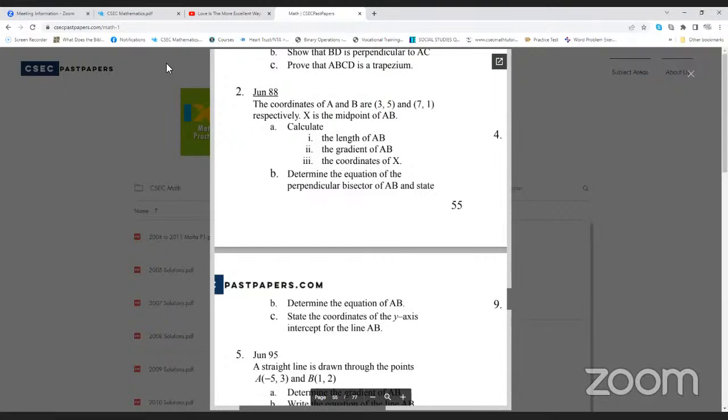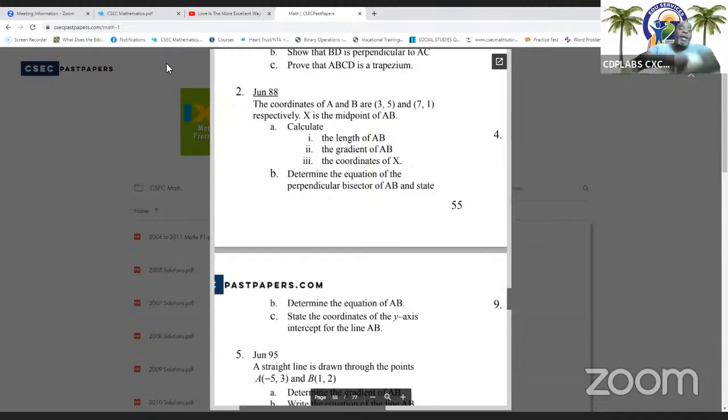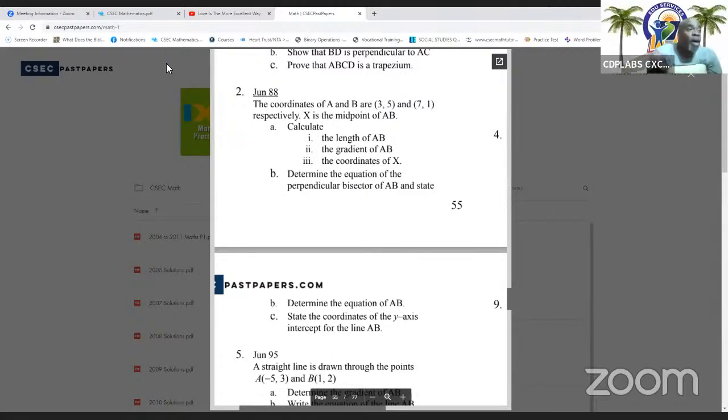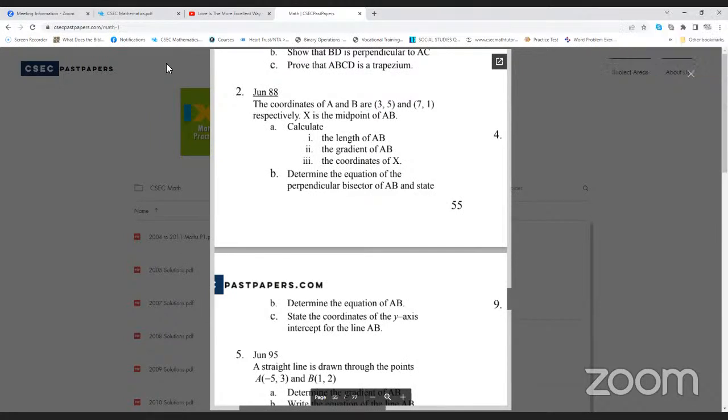50 is half. That's why I asked why you said 50, because it's in the middle. They must say half. Midpoint means half. Half of AB. Good. So if you establish that, the information that is given to you, you have to understand the information that is given to you. Good?